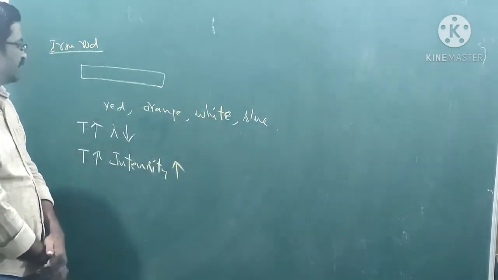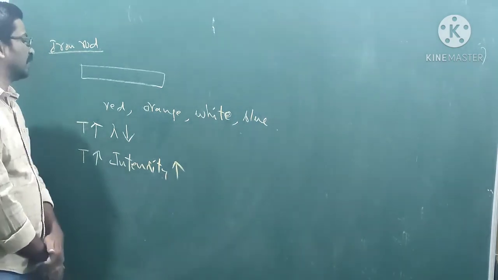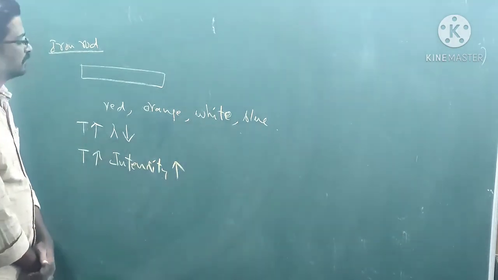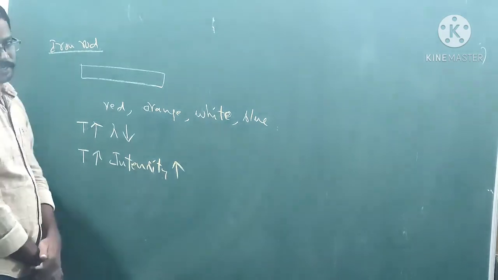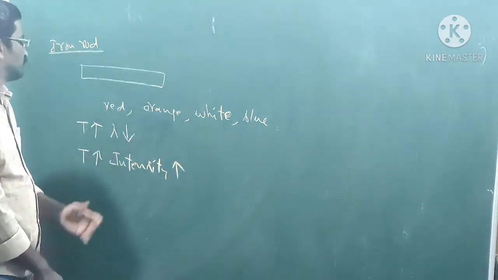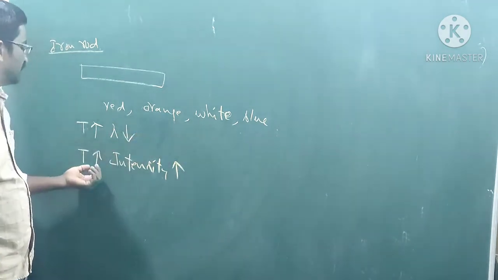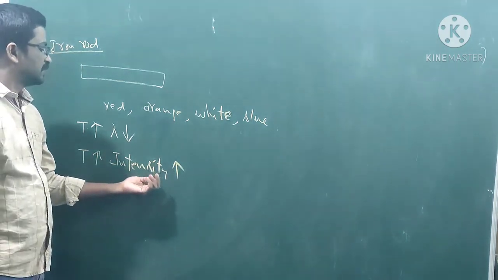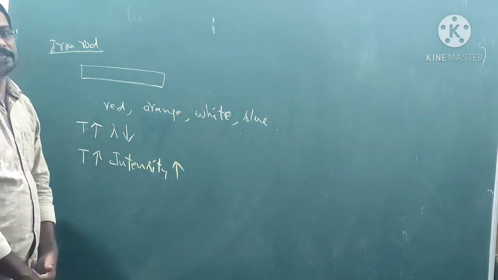From this experiment, an iron rod on heating is initially red, then on heating you get orange, then white, and then blue. So as temperature increases, the lambda value decreases, and the intensity of the radiation also increases.